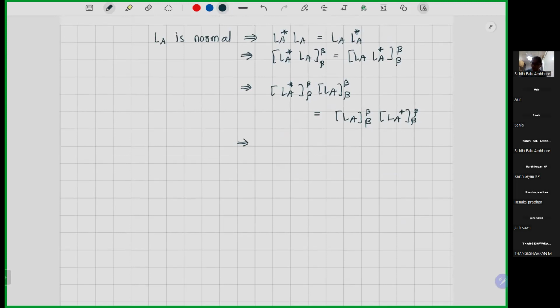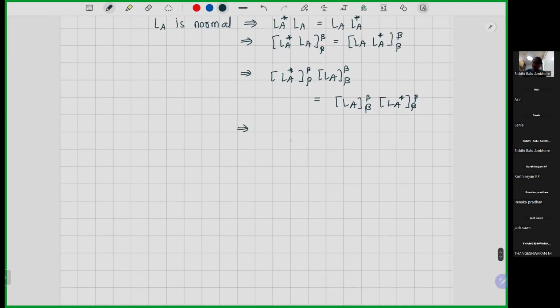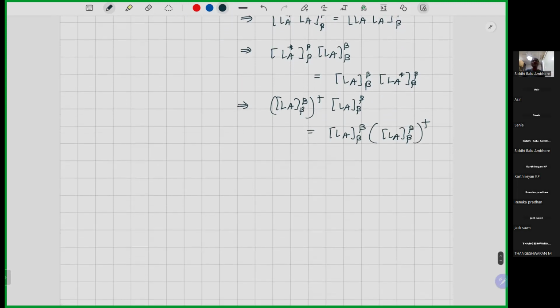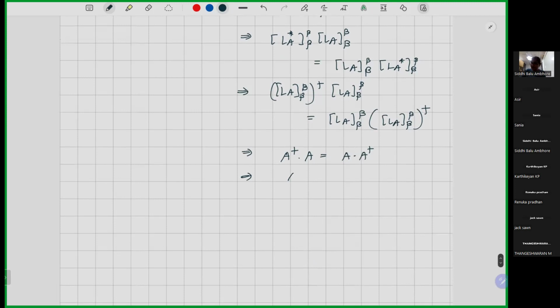So if we set beta equal to the standard basis of Rn, then LA beta to beta dagger, LA beta to beta is equal to LA beta to beta, LA beta to beta dagger, right? But since beta is the standard basis, we can simply write this as A dagger into A equals A into A dagger. So this implies that A is a normal matrix.